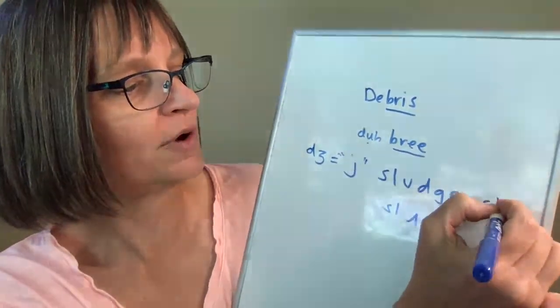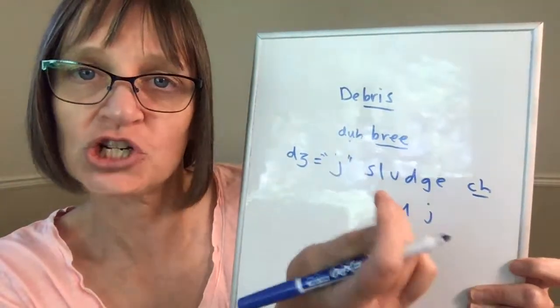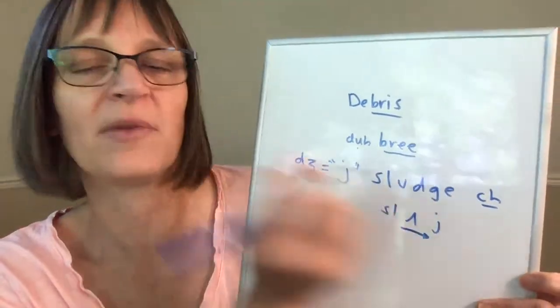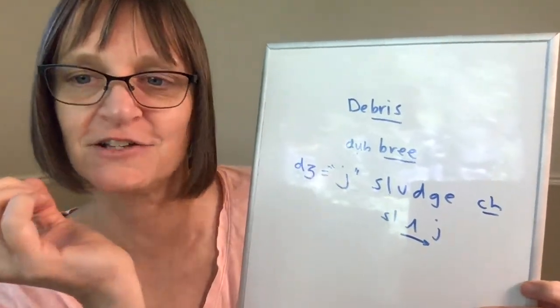You also want to avoid having it sound like sludge. That would be your voice off. Hold your vowel a little longer and make sure your voice is on at the end. Sludge.